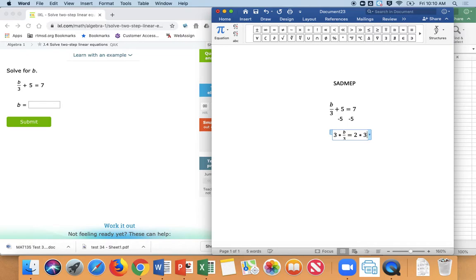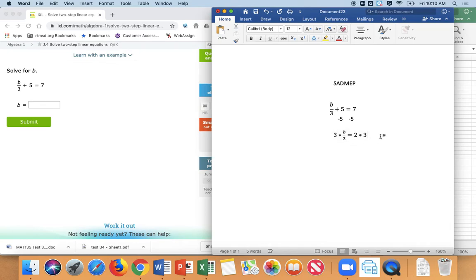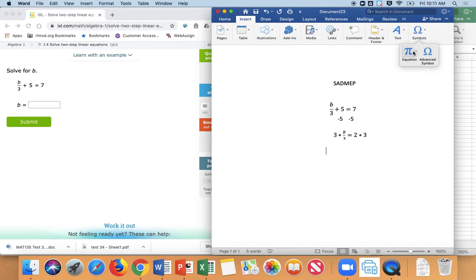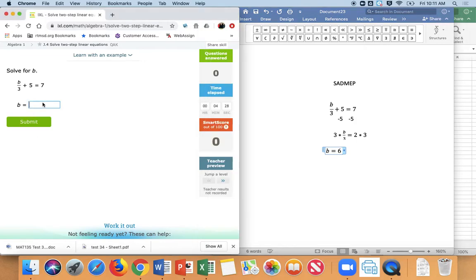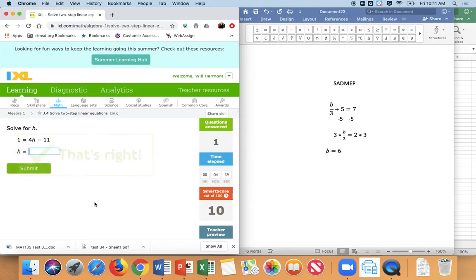So when I multiply by 3, okay, those 3's right there are going to cancel. All right, and I'm simply going to get B equals 6. Come over here and I can type in 6. Now, here's how I can check my work. If I plug 6 in for B, I have 6 divided by 3 is 2, plus 5 is 7. So I know I did it right.